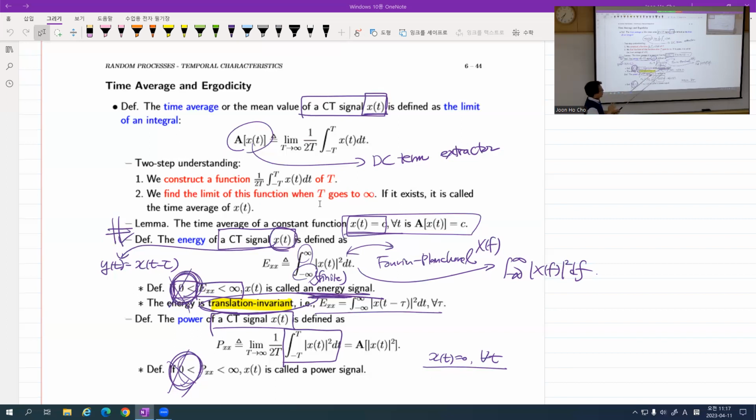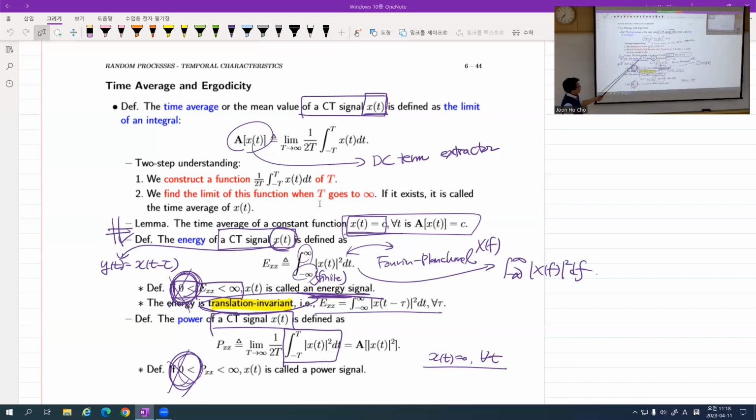So be careful. But anyway, we put the restriction that if energy is positive but finite, then we call the signal an energy signal or a finite energy signal. Got it? Interesting thing is that this definition is translation invariant, which means that if you define y of t as x of t minus some delay, then x and y have the same energy.